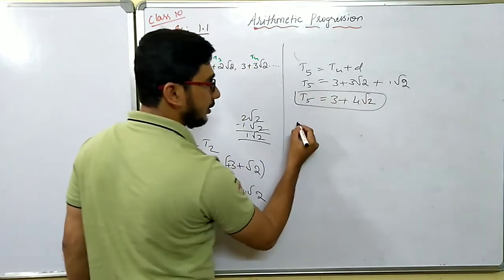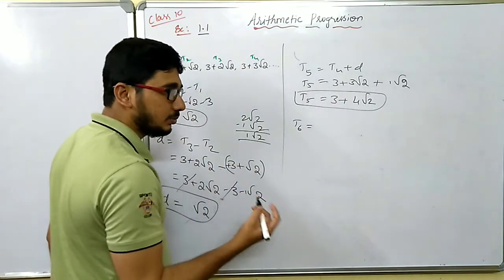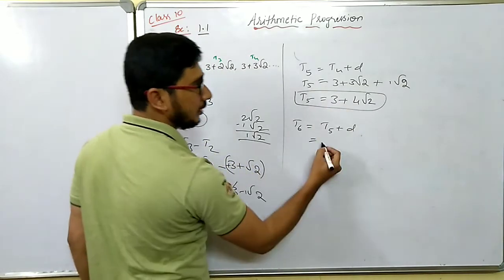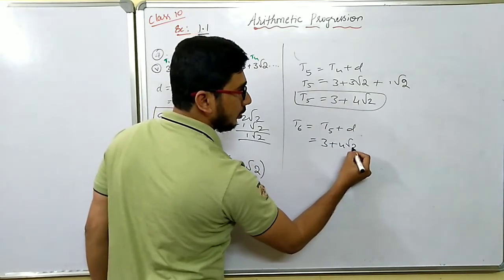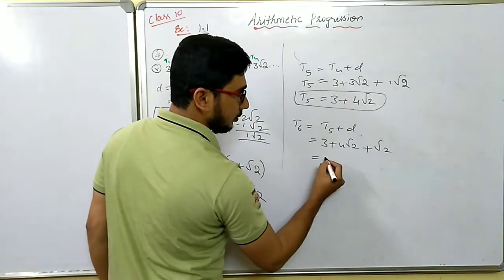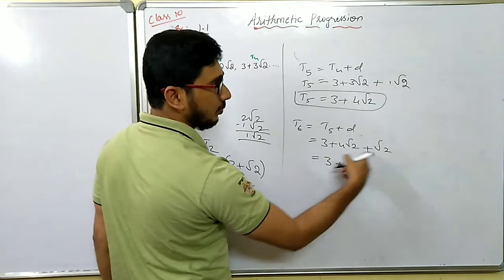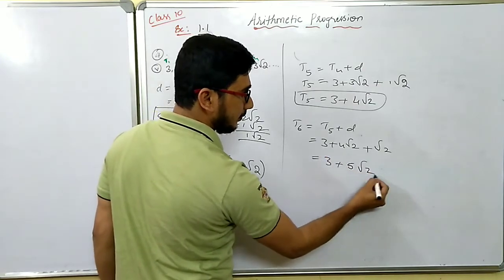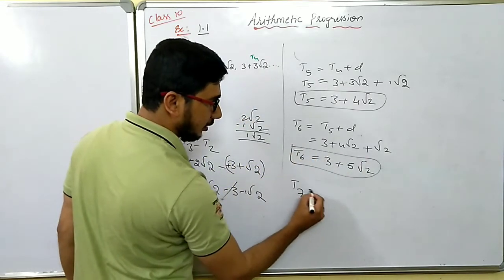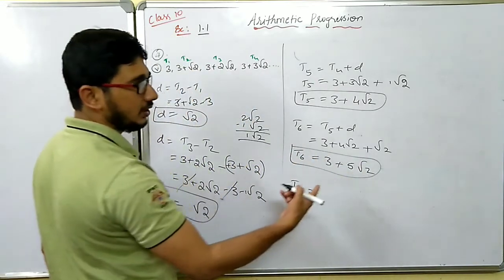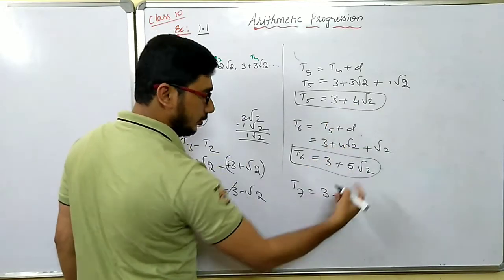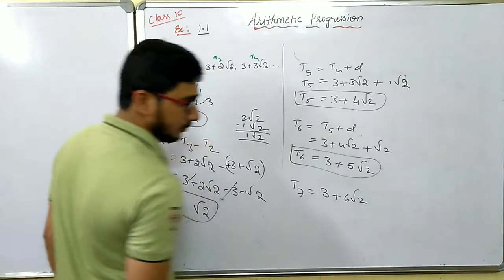Okay, next T6 I will write. T6 is nothing but easily T5 plus D. T5 how much? This one only. 3 plus 4 root 2. For the difference, how much? Root 2 I have to add. 3 plus 4 apple plus 1 apple is 5 apple. This is T6. T7, how much? For this, root 2 I have to add, directly I will write 3 plus 4 root 2, 5 root 2, 6 root 2. Okay.